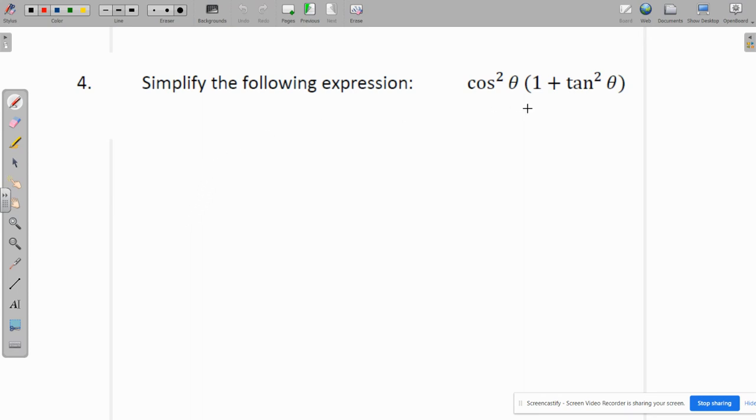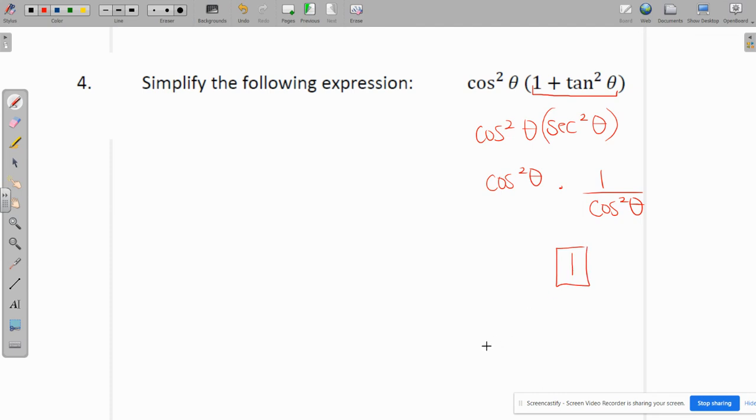For example, on this problem, you might notice that 1 plus the tangent squared of theta is actually equal to secant squared of theta because that's a Pythagorean identity. So we would take cosine squared of theta times secant squared, which we know cosine squared times secant squared is the same thing as 1 over cosine squared. So multiplying across, you get cosine squared over cosine squared, which is 1. That's one way to do this problem.